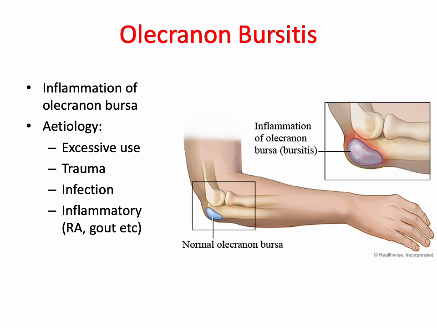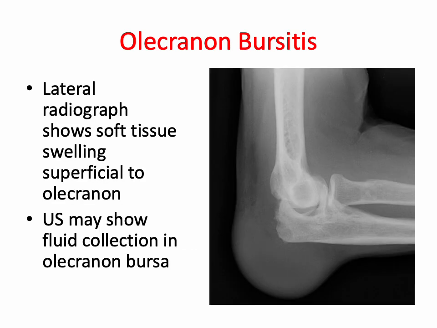Olecranon bursitis is inflammation of the olecranon bursa, has a number of different etiologies: repetitive overuse, trauma, infection, or inflammatory, particularly gout. And on radiographs we can see here's a big superficial soft tissue swelling, and ultrasound I think will be more helpful, which can show us fluid collection in the olecranon bursa.